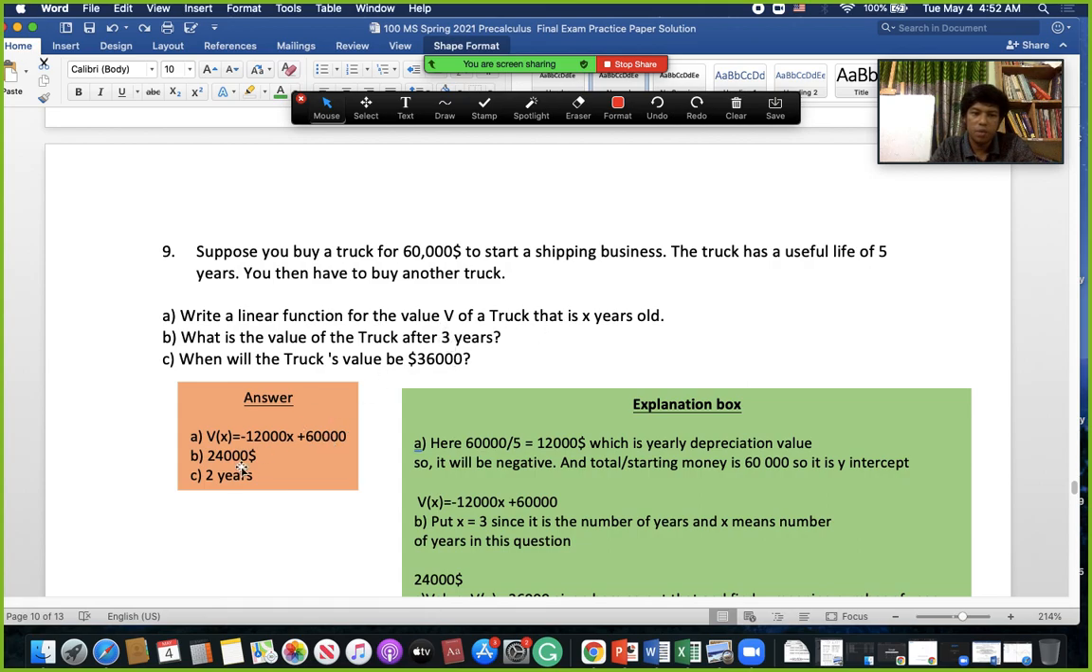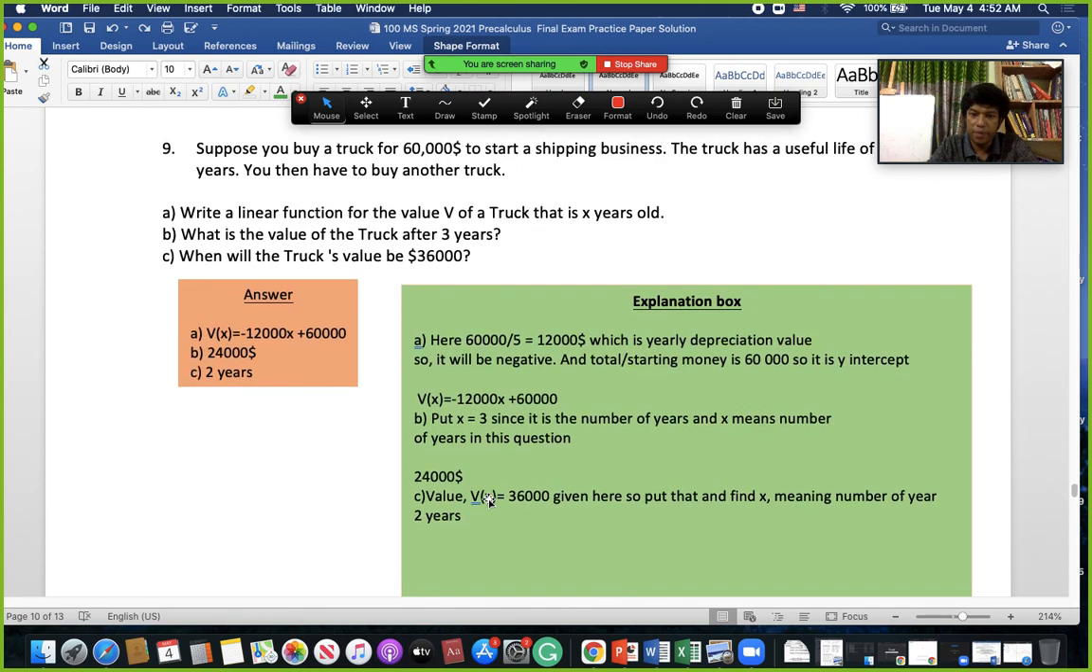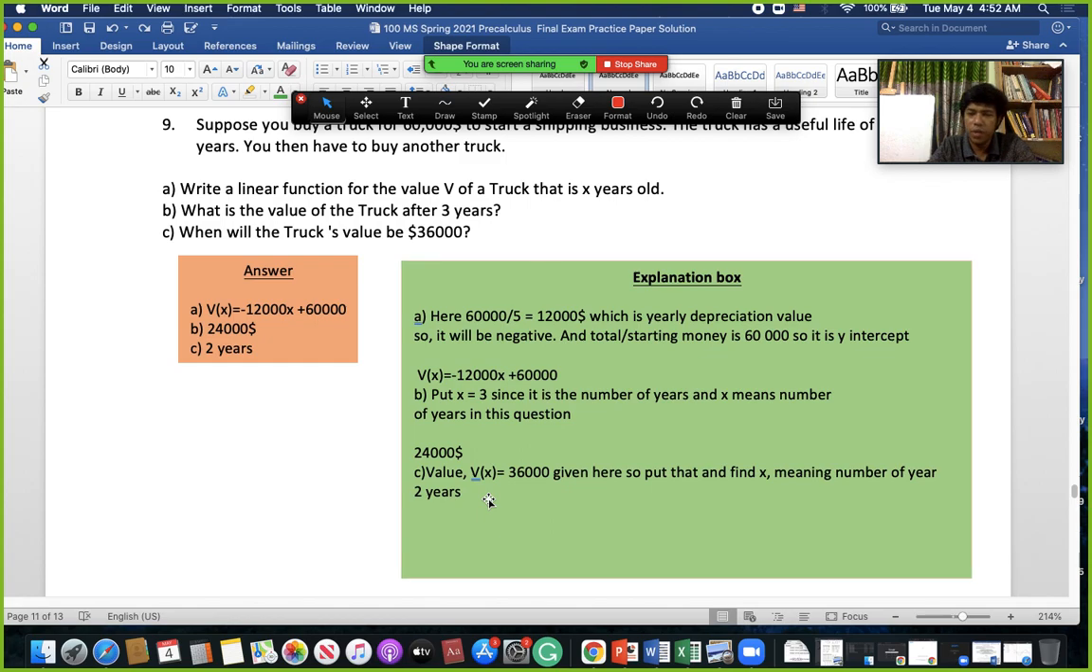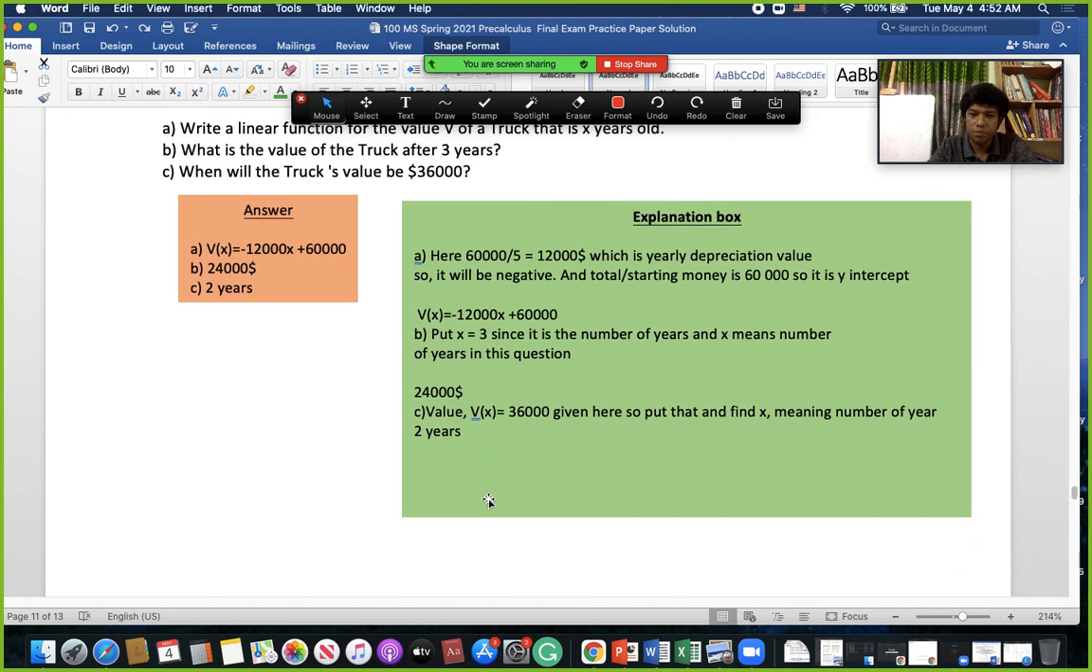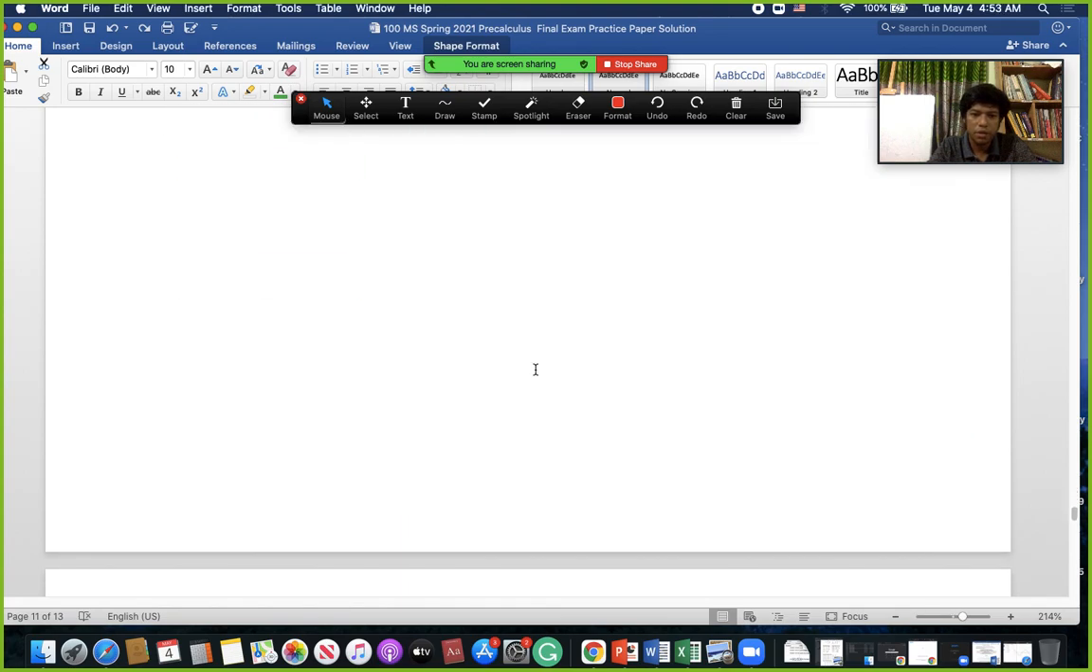For 3 years, how much? You just put here x equals to 3. And 36,000 is when, then you put the value equals to 36,000. Then you get the solution this way. So these are the depreciation related maths. That is the reason why this math is taking this form. And a little calculation is done here.